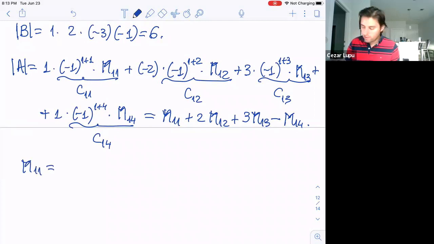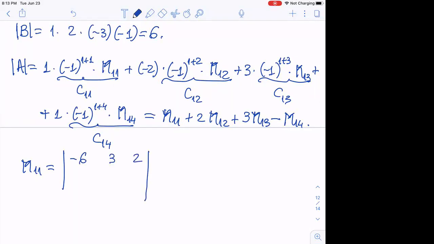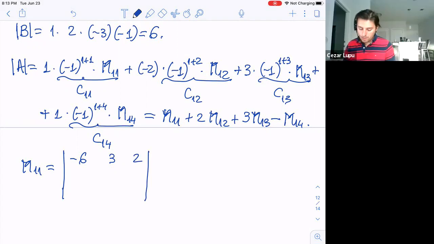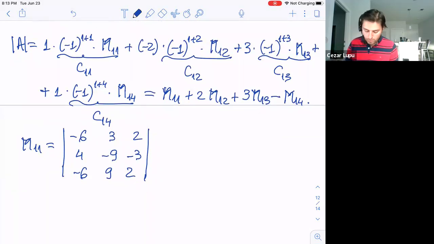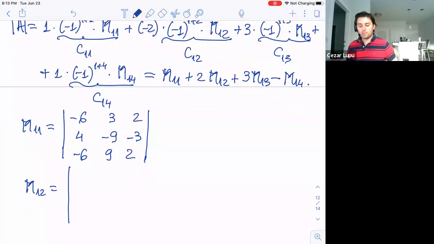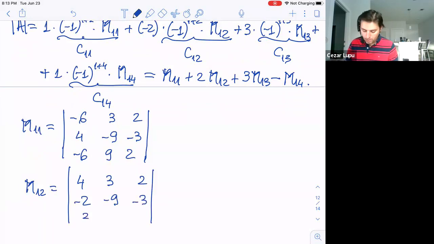And now we have to compute these guys, so let's write them down. M11, in fact, I will just write them. So this will be negative 6, 3, 2, right? Then the second one will be 4, negative 9, negative 3, and negative 6, 9, and 2. The M12 will be the second minor. So again, this will be determinants of 3 by 3 matrices. So it's 4, 3, 2, negative 2, negative 9, negative 3, and 3, 9, 2.